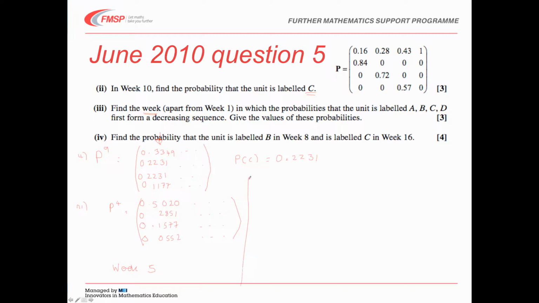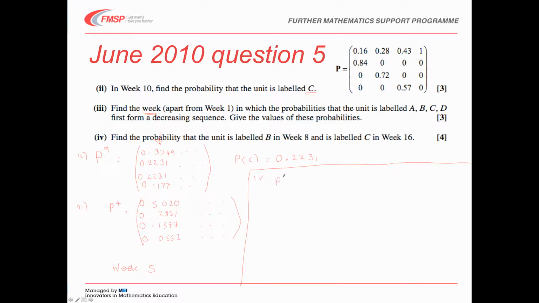And then part 5 is one of those parts that they really like. Find the probability the unit is labelled B in week 8 and C in week 16. So it's a sort of statistics question. It's something and something else. So we need to work out the probability of B in week 8. Well, we can do that fairly straightforwardly. It's week 8, just need to be careful. That's p to the power 7.